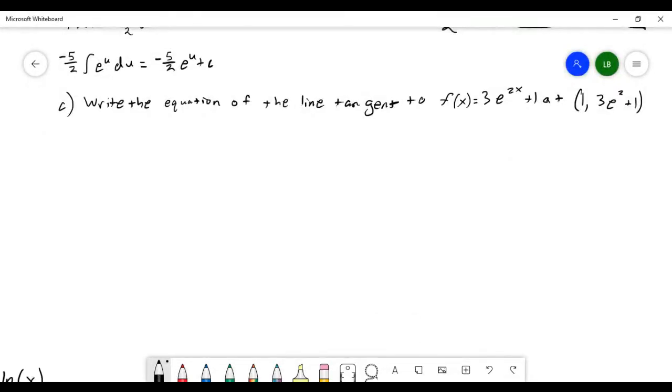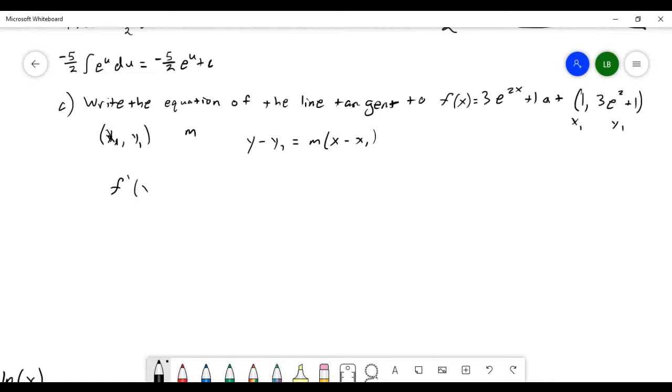If you recall, in order to write a tangent line, we need a point (x1, y1) and a slope m. Our equation of a line would look like y minus y sub 1 equals m times (x minus x sub 1). In this case, we already have a point, 1 being our x1 and 3e squared plus 1 being our y sub 1. In order to find our slope, well, slope is just the derivative.